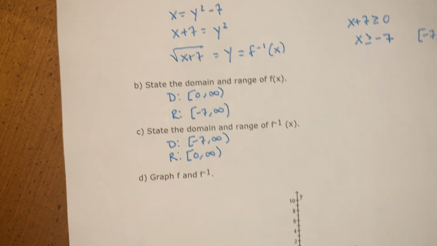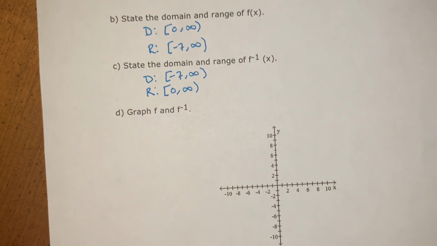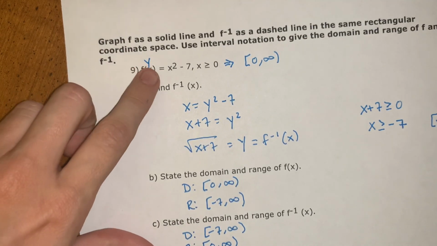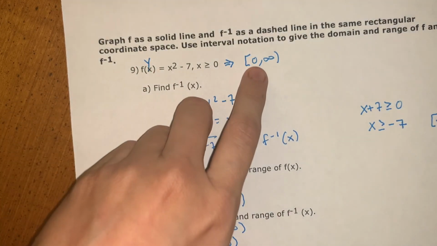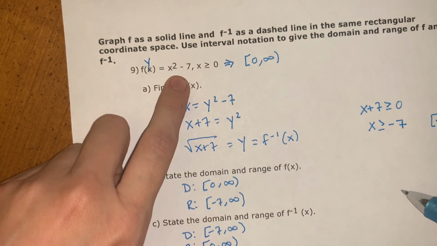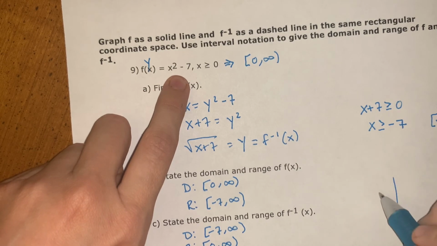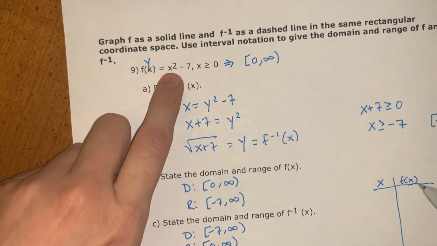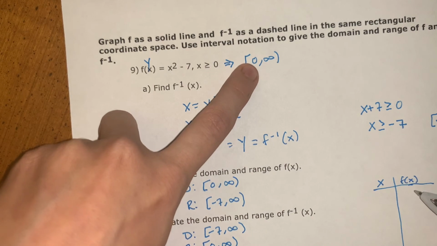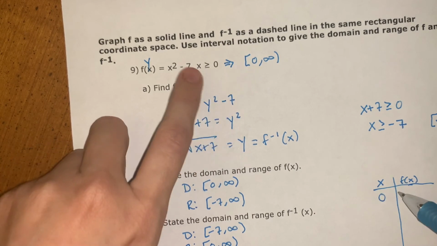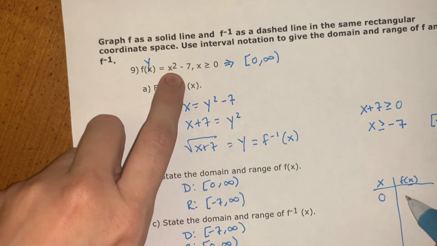All right, all that's left to do is to graph both functions. So recognize that up here we said our original function has to cover x values from 0 to infinity. So I'm just gonna create an x and y chart here. So here's x. I'm gonna call it y, f of x, so we can distinguish them. So when I plug in 0, 0 is my minimum, right? That's where I start. That's my starting point. When I plug in 0 for x, I get negative 7.